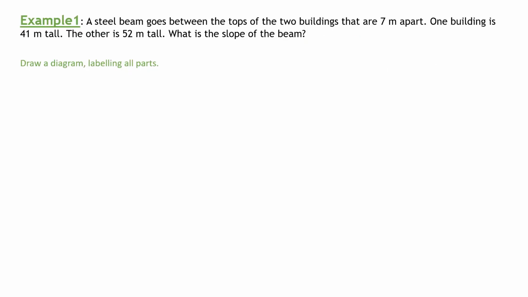Example 1. This is on your handout now. A steel beam goes between the tops of 2 buildings that are 7 meters apart. One building is 41 meters tall, the other is 52. What is the slope of the beam? So remember all our strategies from word problems. In this case, we're going to draw a diagram labeling all parts.